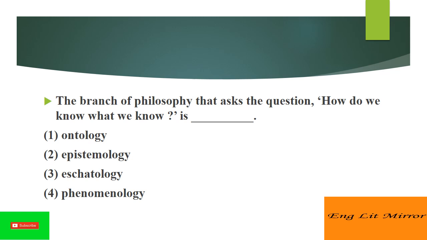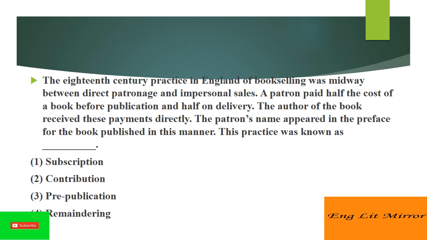The 18th century practice in England of bookselling was midway between direct patronage and impersonal sales. A patron paid half the cost of a book before publication and half on delivery. The author of the book received these payments directly. The patron's name appeared in the preface for the book published in this manner. This practice was known as dash. Answer is option 1, subscription.